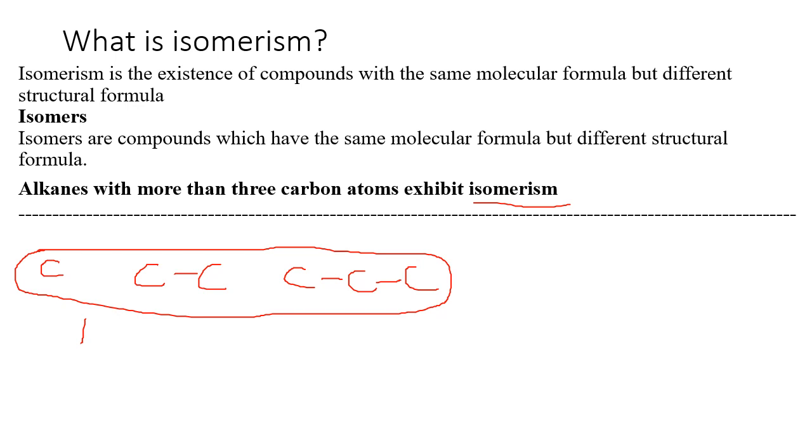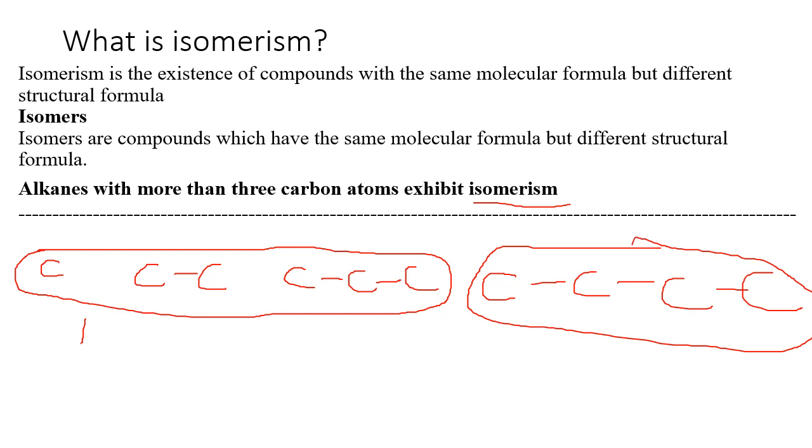Alkanes with more than 3 carbons, meaning we start from butane itself, having 4. Butane has 2 isomers. When you try to draw its molecular structure, it has 2 isomers of itself. So this one exhibits isomerism, and structures having 5, 6, and so on, they exhibit isomerism.